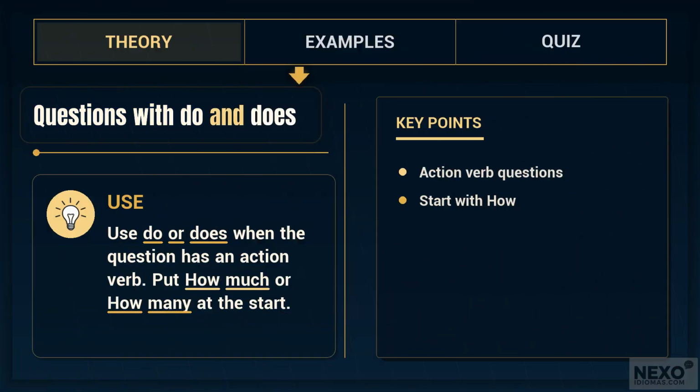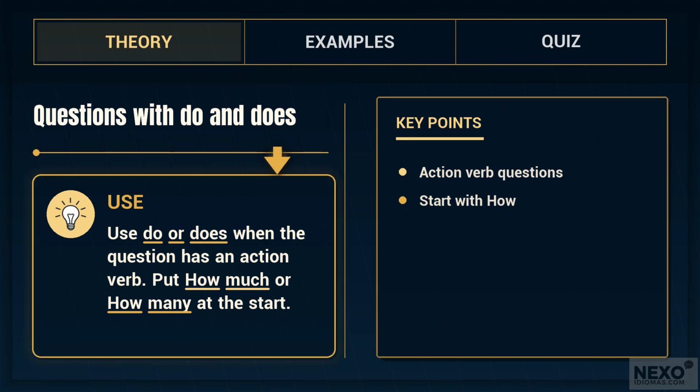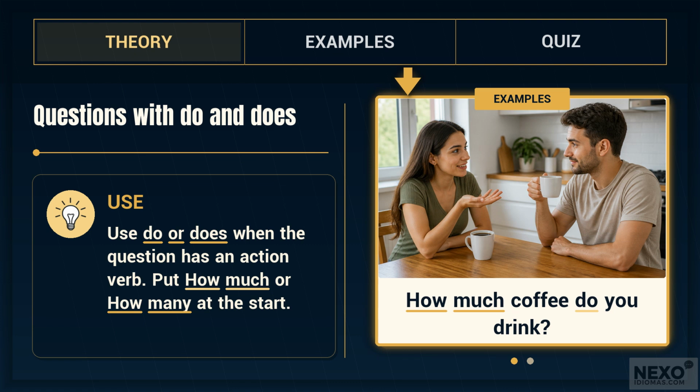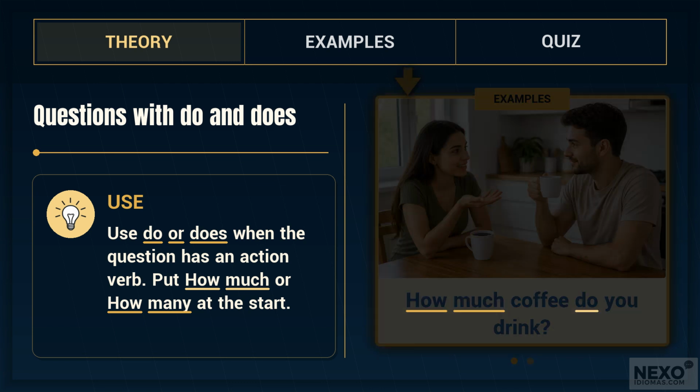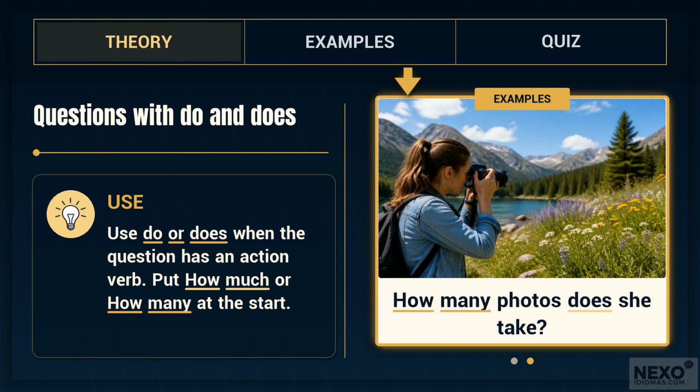Questions with do and does. Use do or does when the question has an action verb. Put how much or how many at the start. Example. How much coffee do you drink? Example. How many photos does she take?